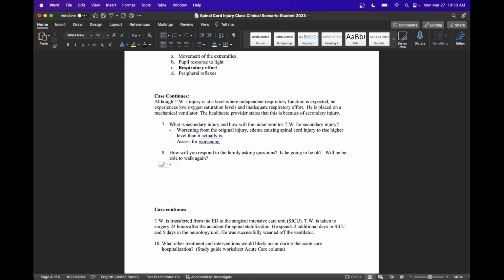So we can get the provider to talk. The provider should always be delivering the prognosis and the information. We reinforce that. And then how do we support the patient?